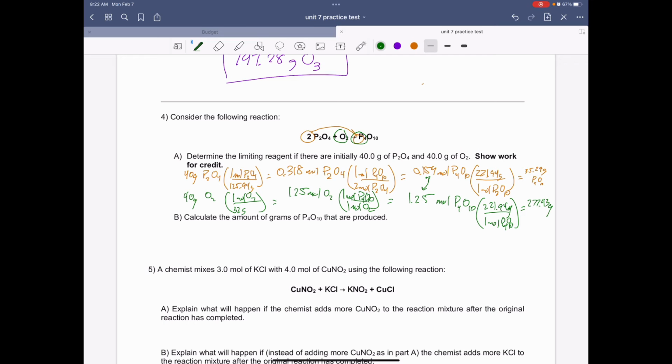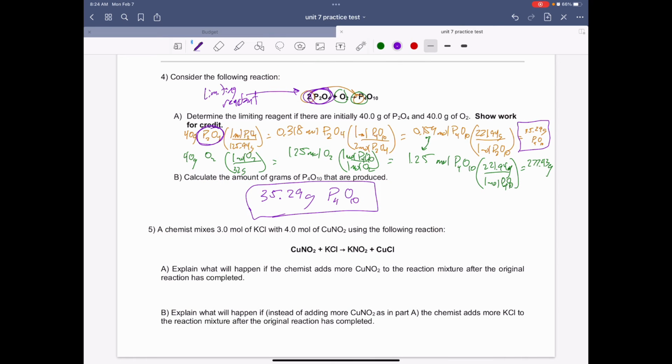Okay. So what is the limiting reactant? Well, it's the one that produces the least amount. And so this would be the P2O4. So the limiting reactant is the P2O4. Remember, that's also called the limiting reagent. It doesn't matter what you say. All right, so that is that. How many grams will we produce? Well, we can only produce the amount that the limiting reactant will let us, so that's going to be 35.29 grams of P4O10. That is as much as we can get. And that's how you do problem number 4.